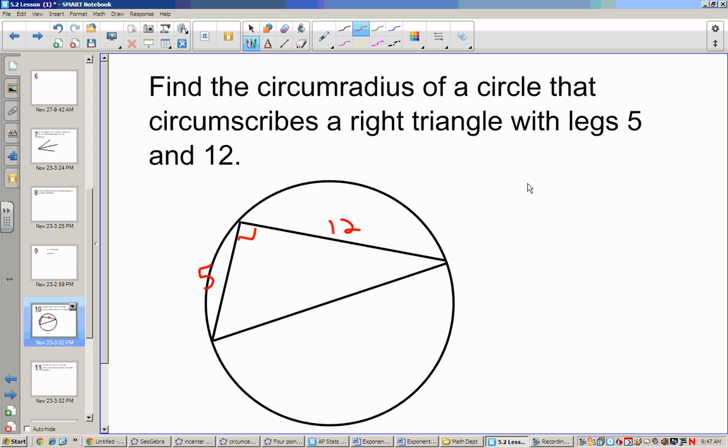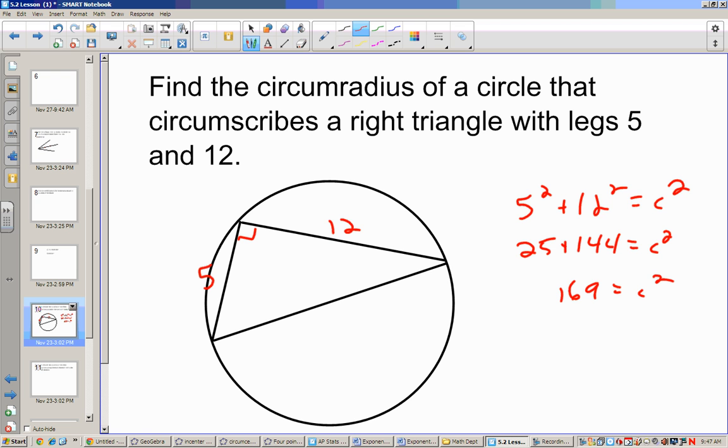Now we have to use the Pythagorean theorem to find our hypotenuse. 5 squared plus 12 squared is equal to c squared, or 25 plus 144 is 169. If we square root 169, c is equal to 13. So if 13 is our full diameter, our circumradius would be half of that, or 6.5.